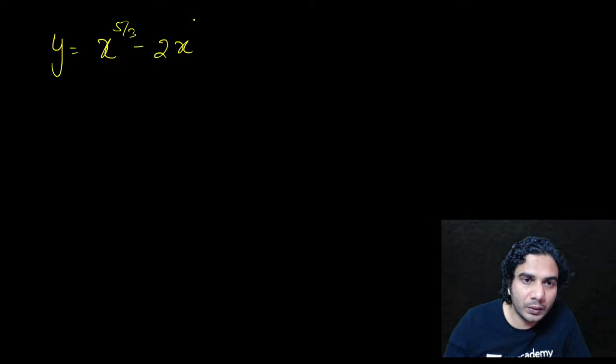Okay, I'll tell you the graph properly. Okay, let's see. Y is equal to x raised to 5 by 3 minus 2 times x raised to 2 by 3.